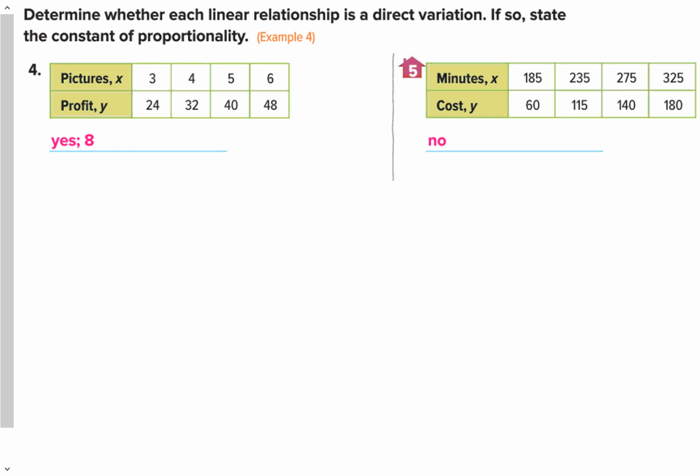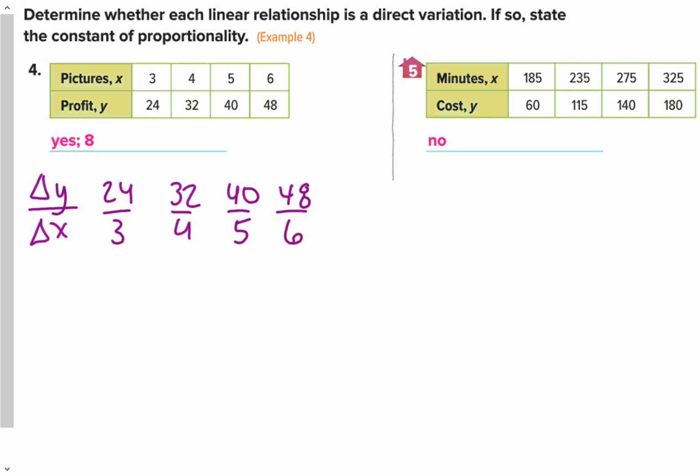Okay? All right, so we're going to determine whether each linear relationship is a direct variation. If so, state the constant of proportionality. Again, get used to setting up the change in y over the change in x. So 24 over 3, 32 over 4, 40 over 5, and then 48 over 6. These all equal 8. So if all of the ratios are equal, it's proportional. So that's yes, equals 8.